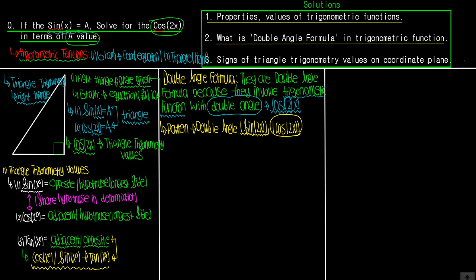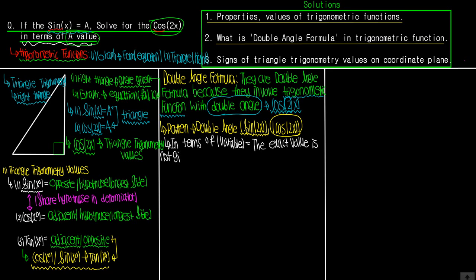But there are some things that we need to remember. They said in terms of our a value. What does in terms of a value mean? In terms of something, let's say a variable, that means the exact value that we're trying to solve is not given.